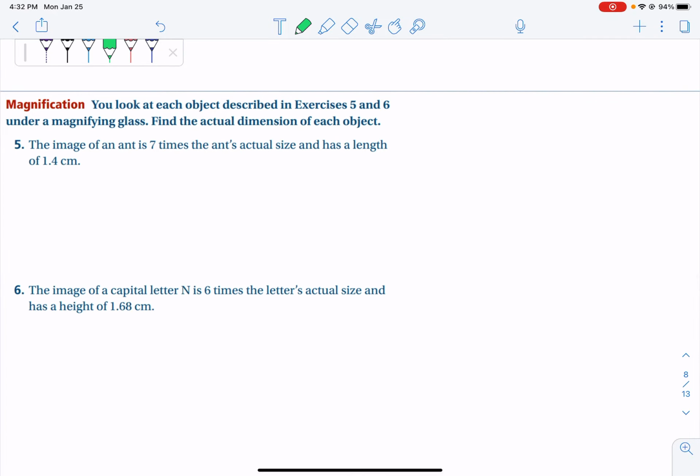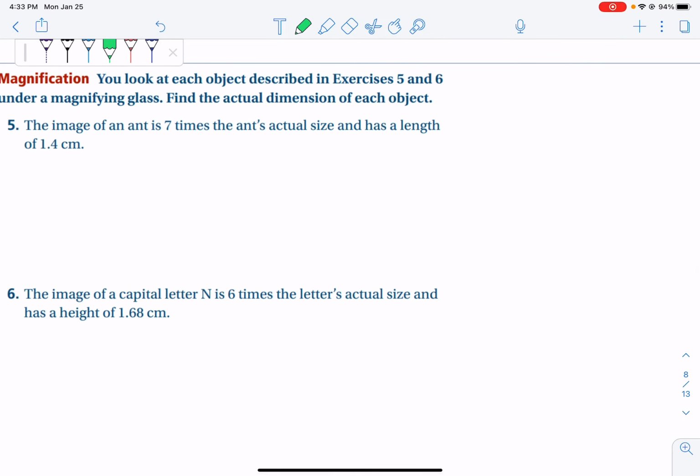Okay, so let's look at a couple other problems using the same idea, okay? It says the image of an ant is 7 times the ant's actual size, and it has a length of 1.4 centimeters. So that's kind of a little bit of a tricky sentence. So it's telling me that the image is 7 times the actual. So it's telling me my image is equal to 7 times the actual. And it has a length of 1.4.